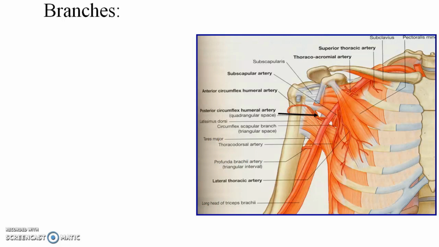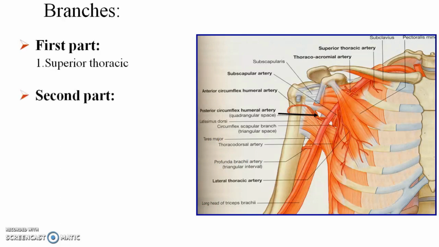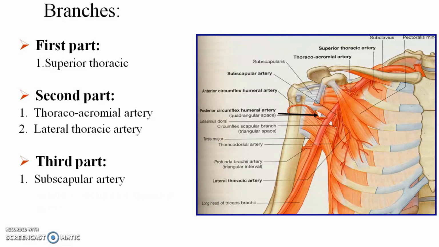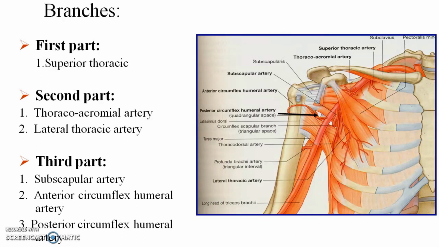You remember it in this way: we have three parts, and the first part gives one branch, that is the superior thoracic artery. The second part has two branches, one is thoracoacromial, another one is the lateral thoracic artery. The third part has three branches: subscapular artery, anterior circumflex and posterior circumflex artery. Then we can see the branch names as we discussed before. So first part arteries, second part arteries and third part arteries. That's all about the branches of the axillary artery you have to remember.